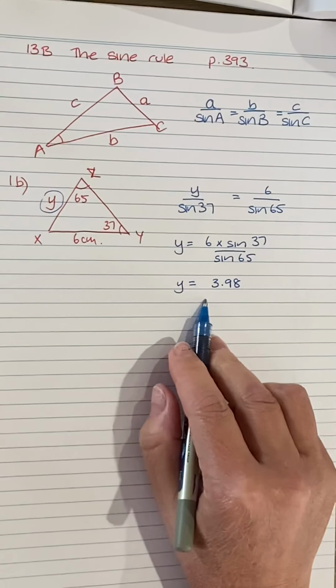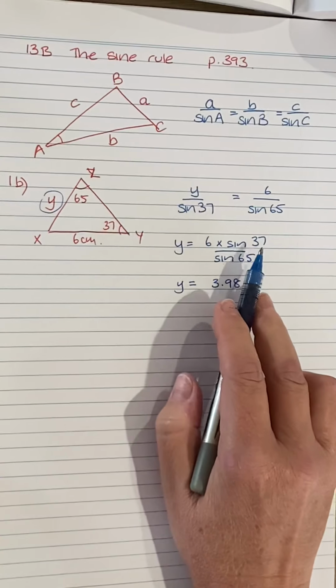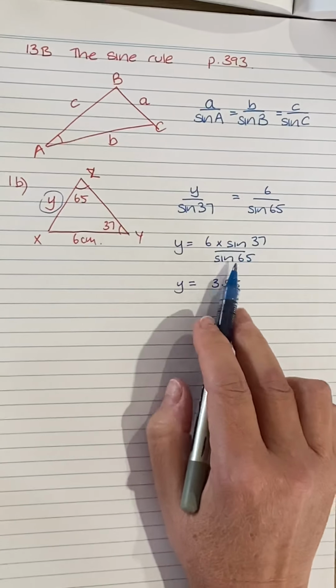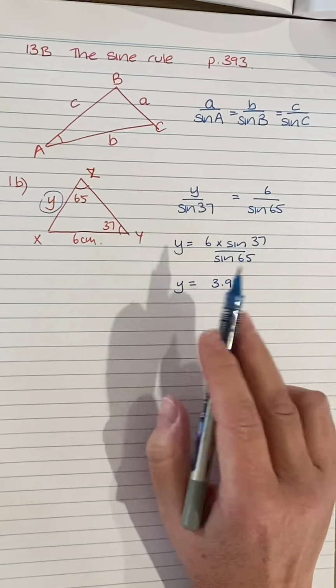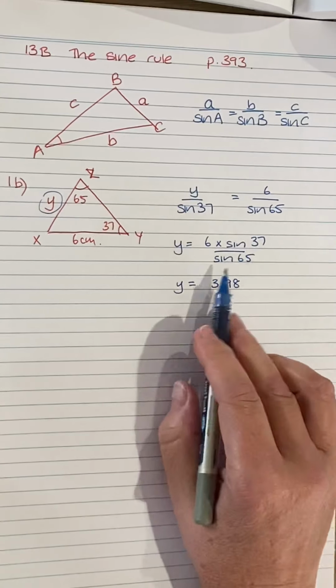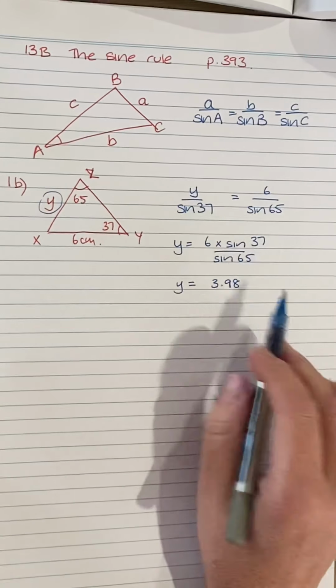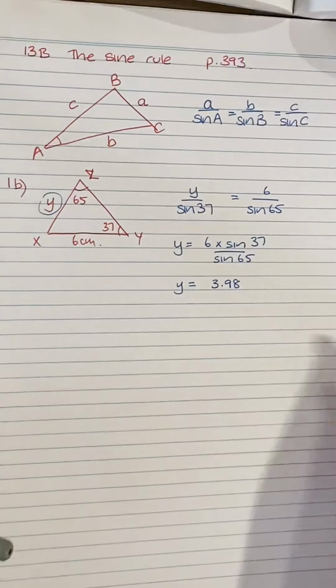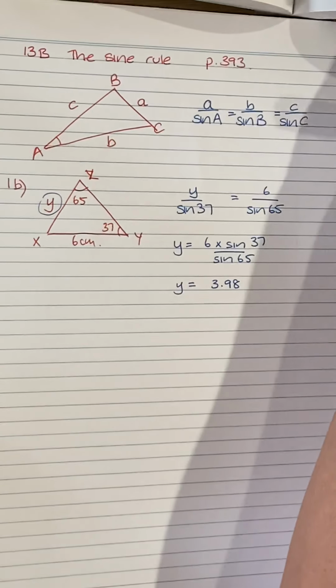If you don't get 3.98 when you do it, it's probably because your calculator's not in degrees. The calculator defaults to radians, so you need to go back into your settings, set your document settings to degrees, then make default to make sure that that works, otherwise you'll get them all wrong.